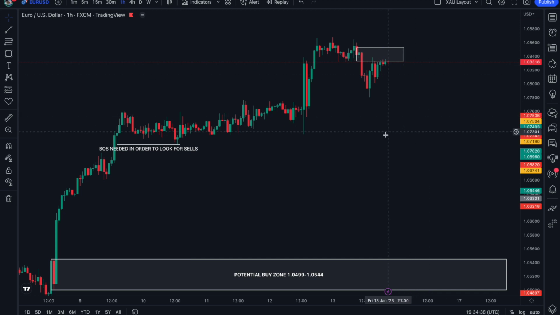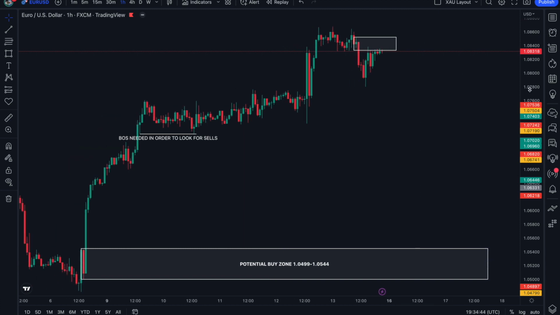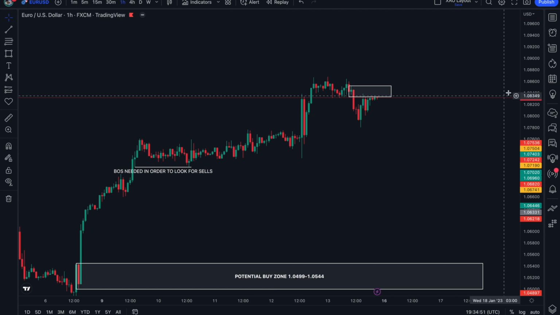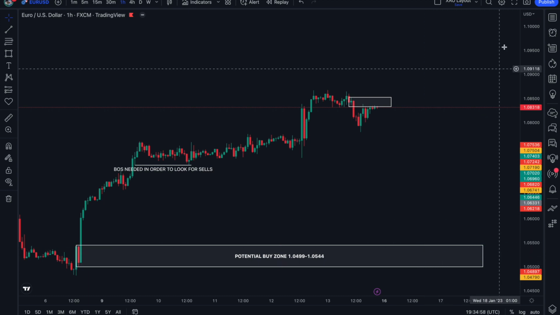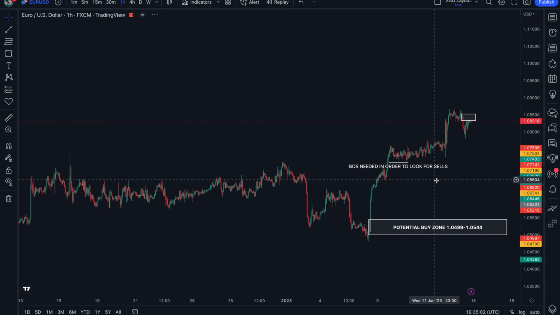I am expecting price to continue bearish, tapping us into this higher time frame potential buy zone, this demand zone that I've got highlighted. As we can see, it highlights a last sell to buy candle. So I'm wanting to see price continue trading us lower, tap us into this zone, and then reverse the market and continue trading us in this bullish direction, which it has been doing for some time now.